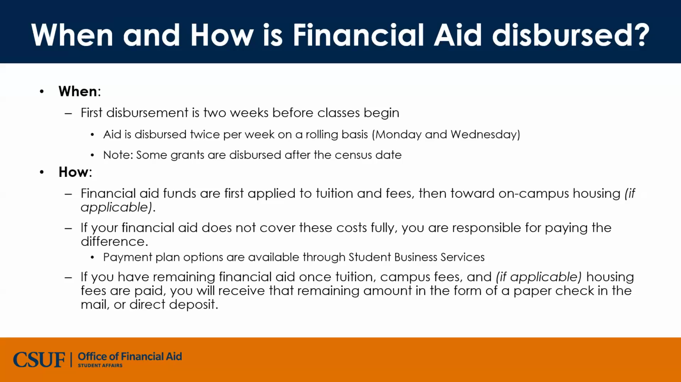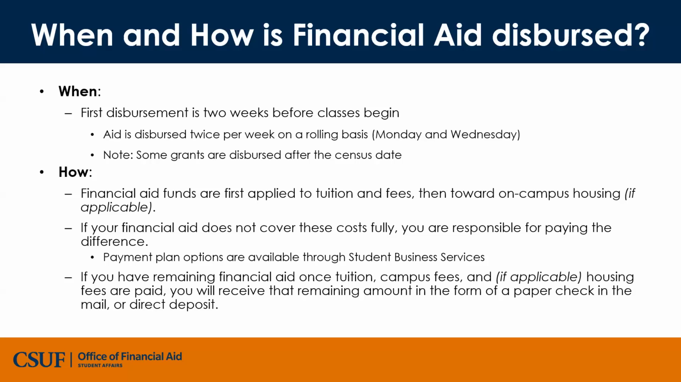Lastly, we will go ahead and cover when and how financial aid is dispersed. Financial aid is dispersed 2 weeks prior to the beginning of classes. This is the first payout during the semester, but after that, it occurs 2 times a week, Mondays and Wednesdays. Please note that some grants are only awarded after census has taken place. Census occurs once per semester, specifically 4 weeks after the start of the fall and spring term. The purpose of this is to ensure that your financial aid award matches your units enrolled.